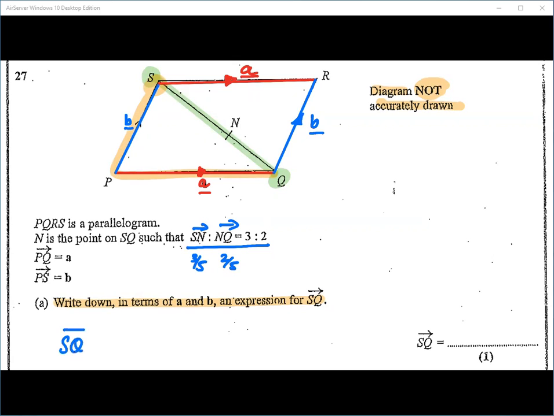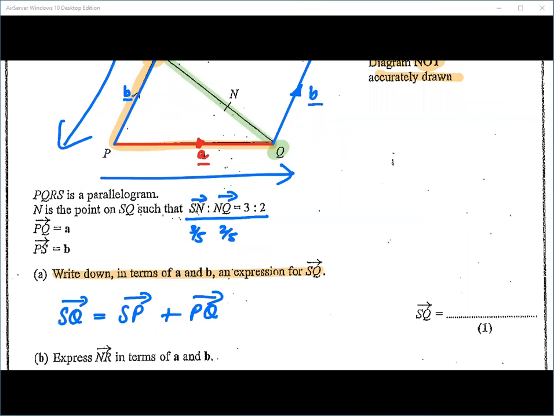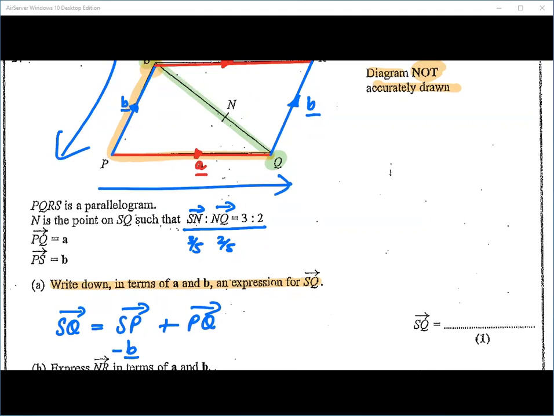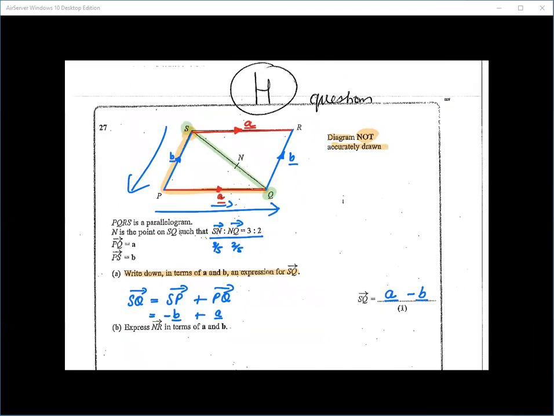So S to Q on the scenic route is what? S to P, which is down this way, which is minus B, and then P to Q. Now B is going upwards, we are going downwards, so we have to reverse the B to minus B. And we are going in the direction of little a, so that will be plus A. Are we happy with that? We write that down with the A first, just for niceness, for alphabetical order. A minus B.